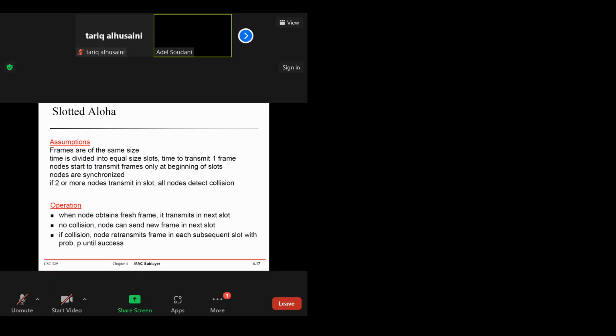If two or more nodes transmit in a slot of time, all nodes will detect that we have a collision. So the operation is that when one node gets a fresh frame to be transmitted, it starts at the beginning of the next slot of time. Now, if we don't have any collision, the node can send a new frame in the next slot of time. If we have a collision, the node retransmits the frame in each subsequent slot with a probability P until it is successful.